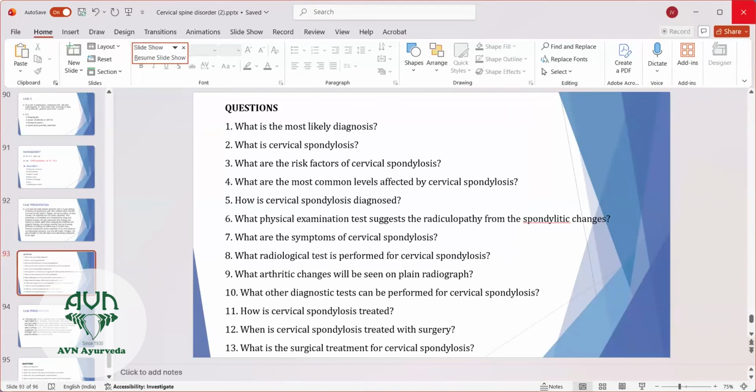What are the symptoms of cervical spondylosis? Of course, the pain and restricted movements of the cervical spine with radiculopathy to the upper limbs. Sometimes it is a gradual onset. Sometimes it will worsen suddenly.